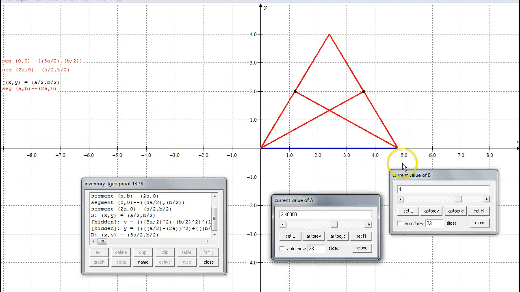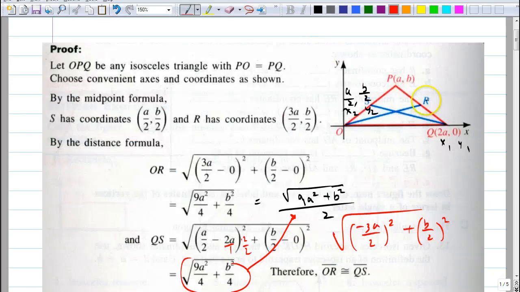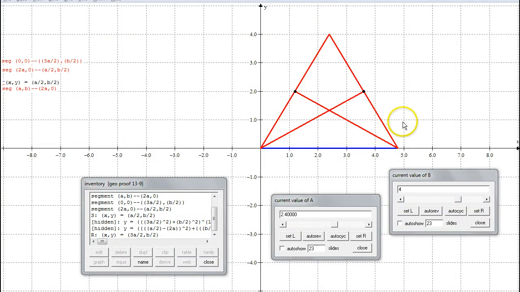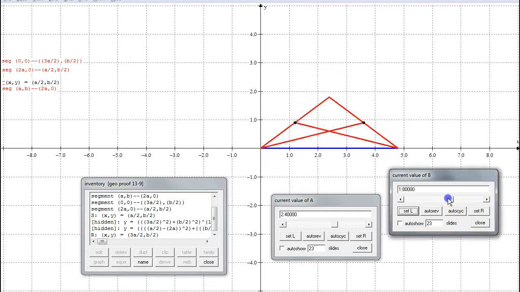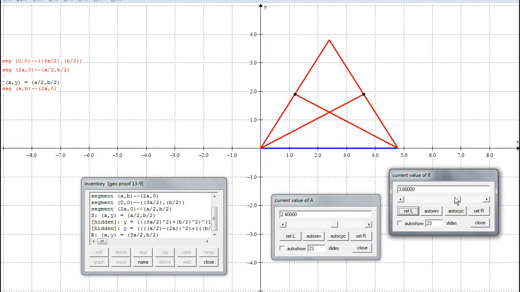Guess what this was? Remember this point? What was that point? A comma 0. And guess what this point was? You could go back to this. What was that? AB. So that's what I did. I just put this into the computer. That's what's nice about this coordinate geometry proof. You could actually put this in, and it'll work the way that we expect it to.